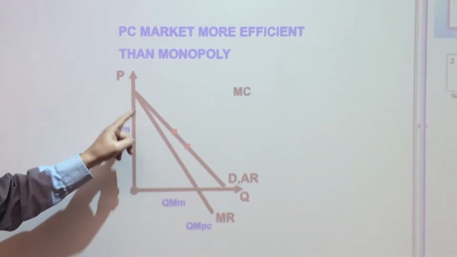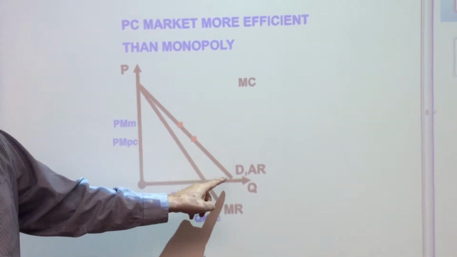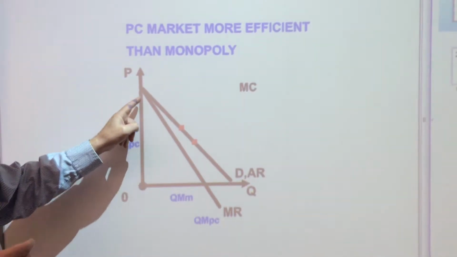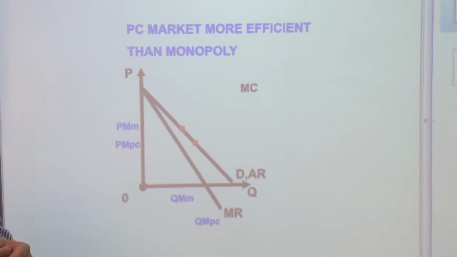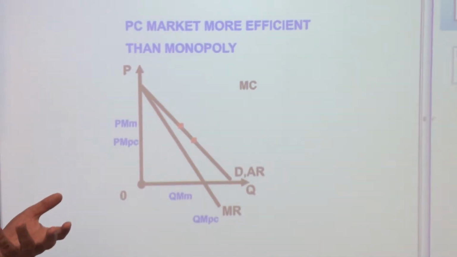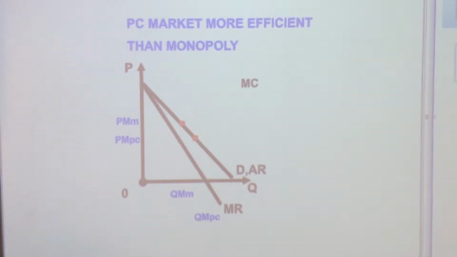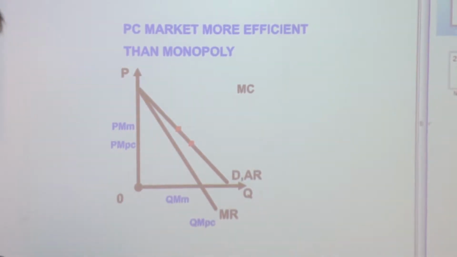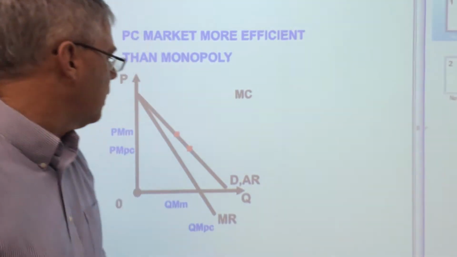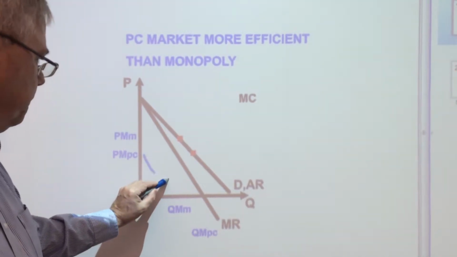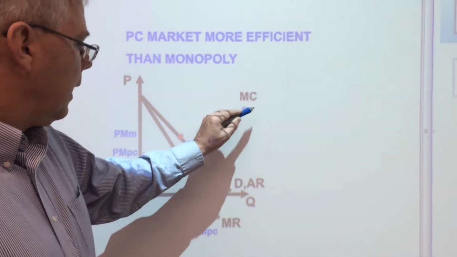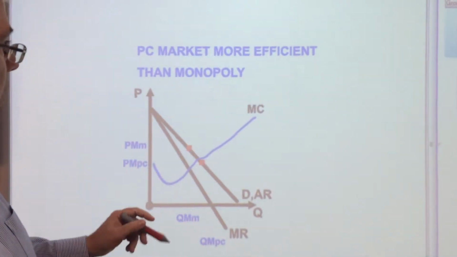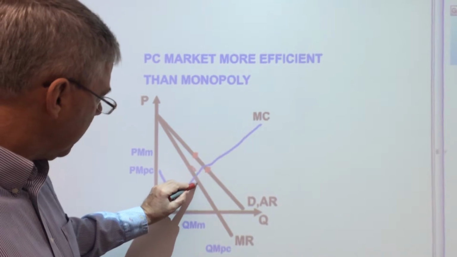A PC market demand curve, of course, is downward sloping, and demand equals average revenue. Below that is our marginal revenue curve. We know that a profit maximizing firm in any market structure will produce where marginal cost equals marginal revenue. So let's add a marginal cost curve here to get started. Here's our marginal cost curve, and then we're going to identify where marginal cost equals marginal revenue.